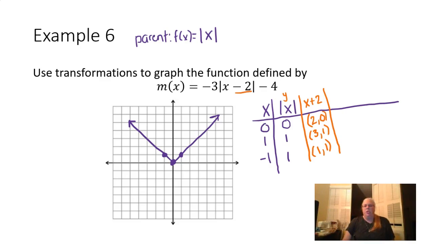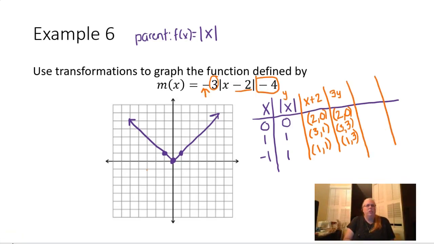The next thing I'm supposed to do are my stretches. That's going to be this 3 right here. That's a vertical stretch, so we're going to multiply 3 times our y-coordinate. I get to keep my x of 2, and then 3 times 0 is going to give me 0. I get to keep this 3, and then 3 times 1 is going to give me a 3. I get to keep this 1, and then 3 times 1 is going to give me a 3.